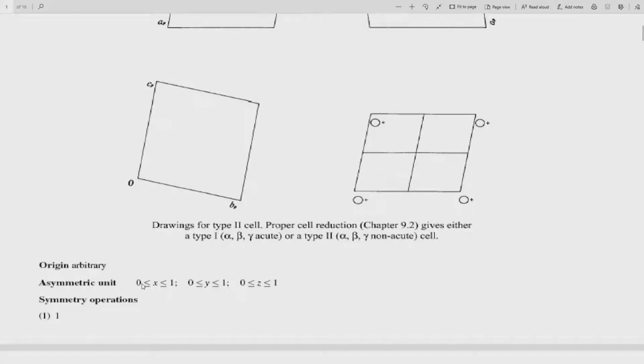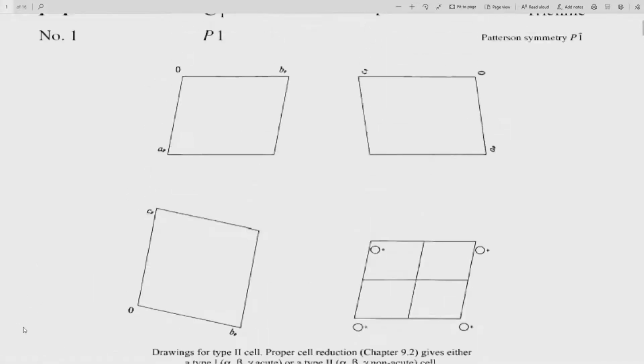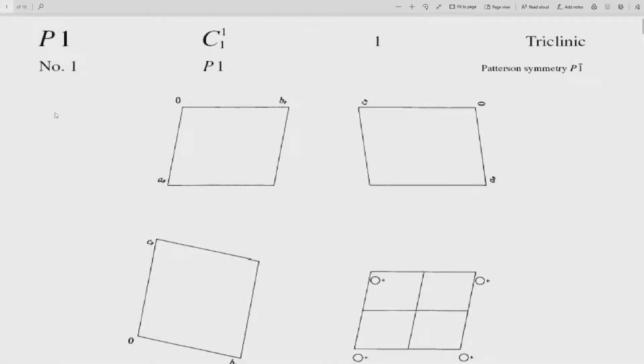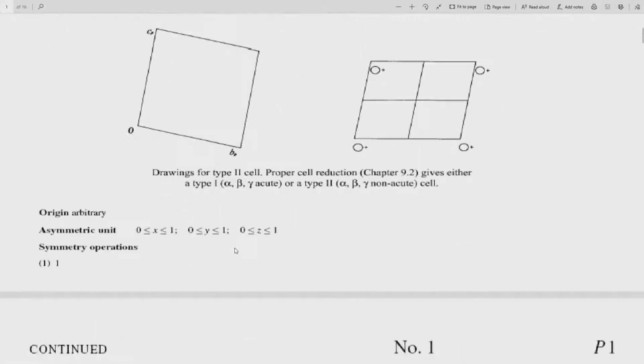So, it is described as 0 less than or equal to x less than or equal to 1. Remember, these are the fractional coordinates we talked about. So, this is now A, B and C. The full value of A, B and C is taken. So, the value of x ranges between 0 and 1, the value of y ranges between 0 and 1, and that of z also ranges between 0 and 1. The symmetry operation that is present in P1 is only 1. So, this is a redundant set, and you see this entry as the first entry, for number 1 in the table.